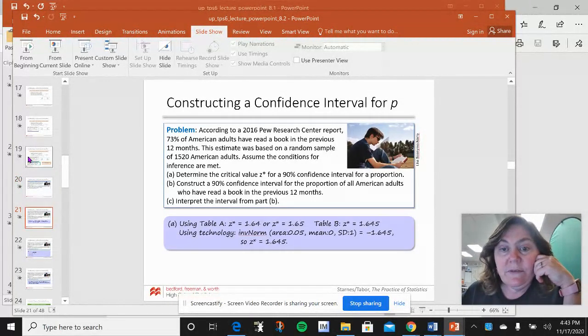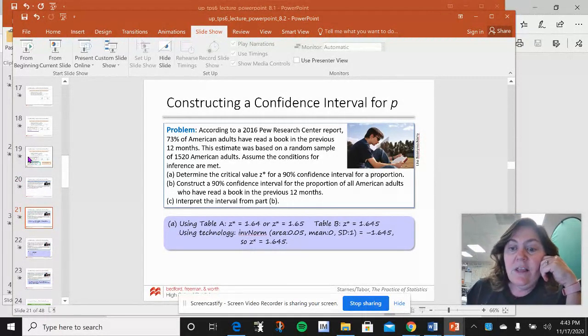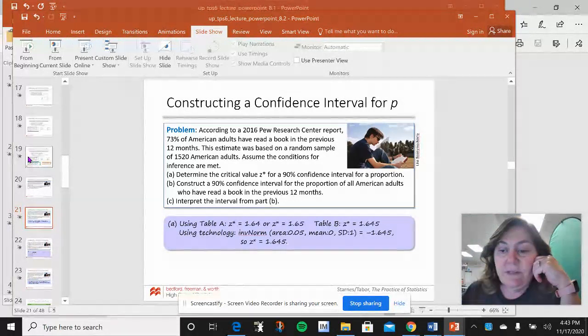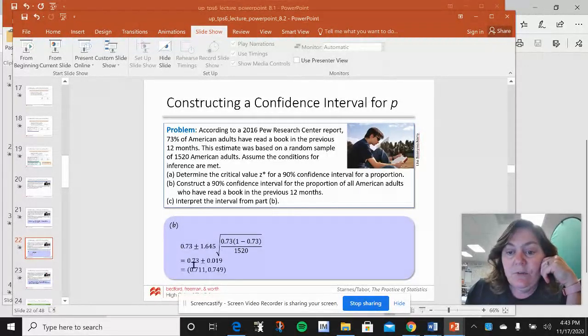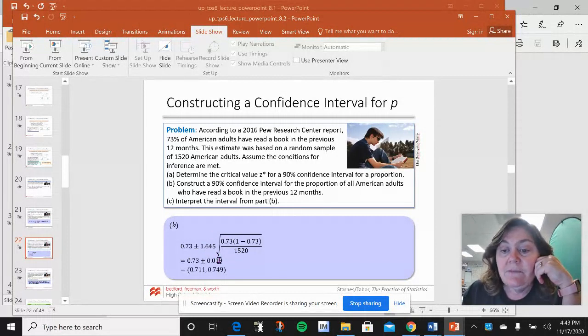So this is very important. I'm almost certain the AP test is going to ask this kind of question. They always do. So using table A, or using inverse norm, we get the z star. I'm not going to spend much time on that. But here's your point estimate, your p hat, plus or minus your critical value, z star, for 90%, times your standard error, or the standard deviation of the p hats that we've already been practicing, and you'll come up with this confidence interval. So we're 90% confident that the true proportion falls in that interval. And that's exactly how we interpret it.